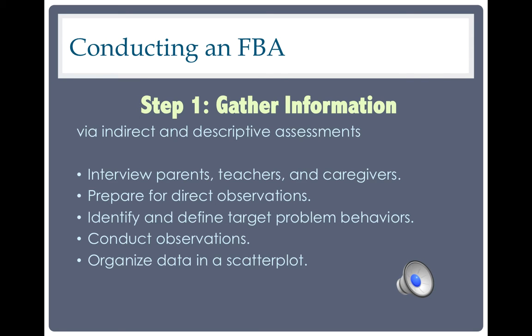Now that we have gone over the different methods used, we will now go over the specific steps of conducting a functional behavior assessment. Step 1 is to gather information through indirect and descriptive assessments. In this phase, you should interview parents, teachers, and/or caregivers. Prepare for direct observations, identify and define target problem behaviors, conduct observations, and organize your data in a scatter plot.